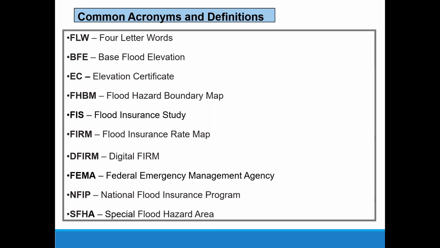The DFIRM is a digital FIRM. So we have lots of communities in Kansas that now have digital FIRMs. We are working on digitizing everyone's map, but that will take some time. And then FEMA is the Federal Emergency Management Agency that administers the NFIP. And the NFIP is the National Flood Insurance Program. And then Special Flood Hazard Area, SFHA, is another one that we use pretty frequently.